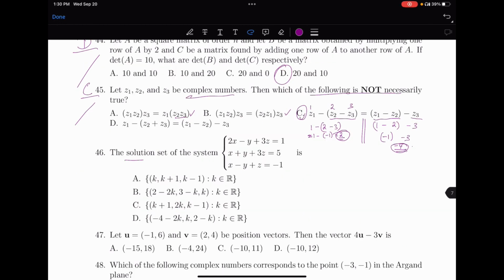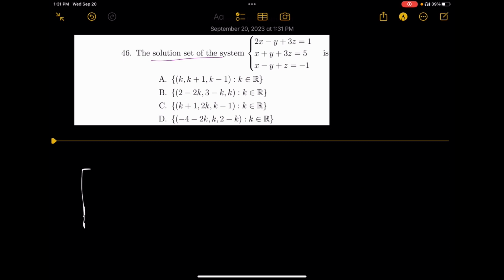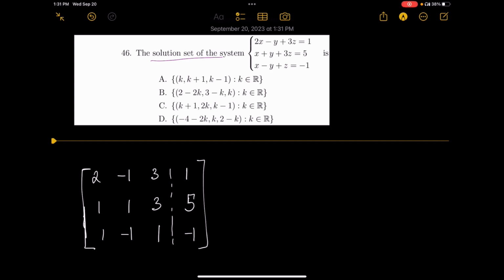Question 46 asks what the solution set of this system of equations is. So what is the augmented matrix? First let's write the augmented matrix. The augmented matrix is 2, minus 1, 3, 1; 1, 1, 3, 5; and 1, negative 1, 1, negative 1. This is the augmented matrix for the given system of linear equations.